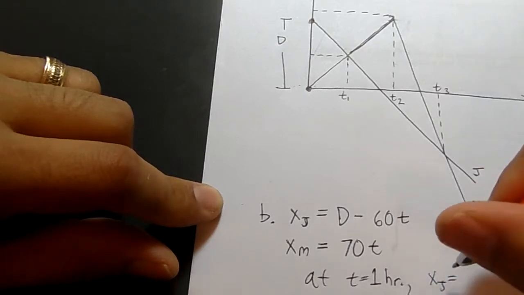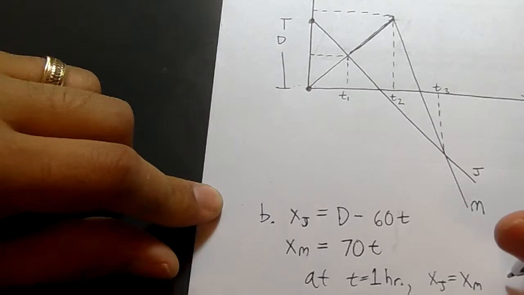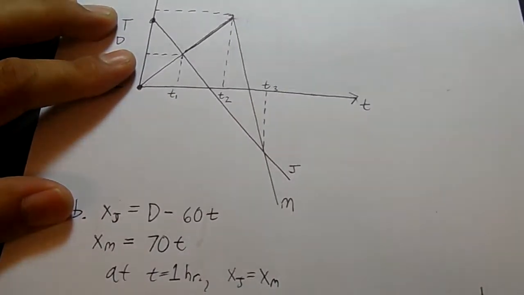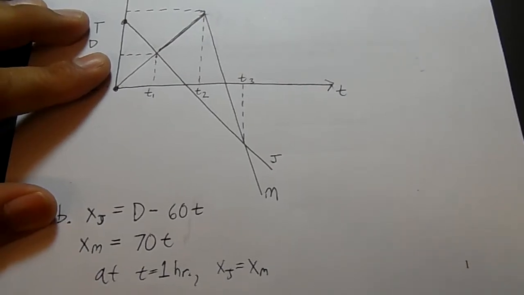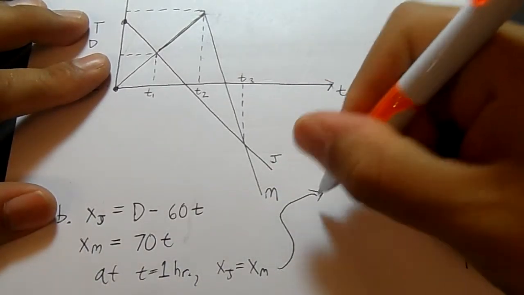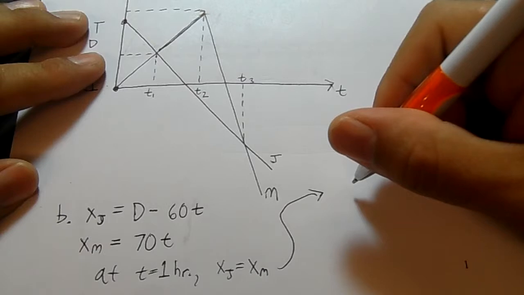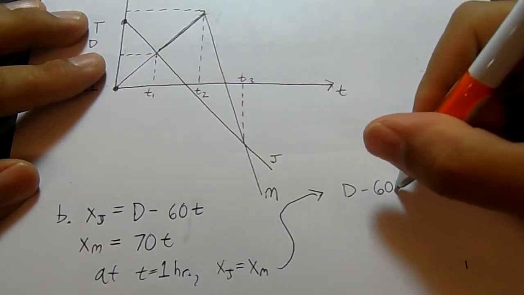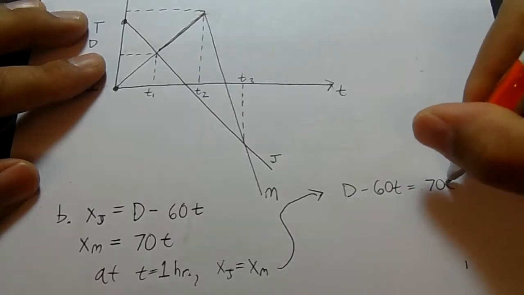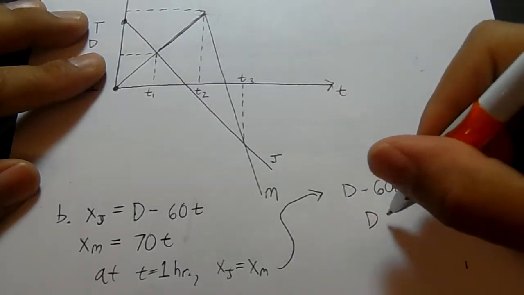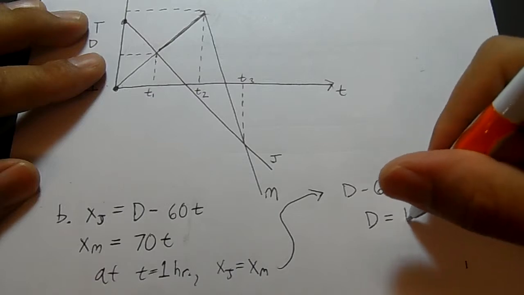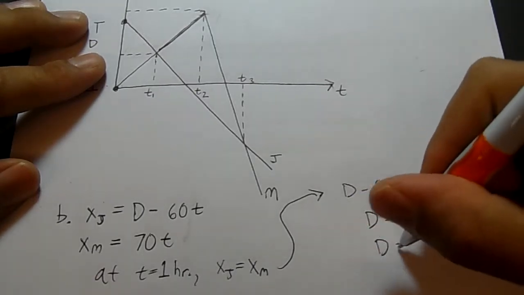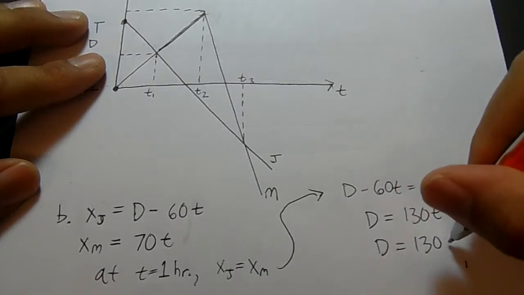position of John equals position of Meg, which tells me that D minus 60t equals 70t, which says that D equals 130t, where t is 1 hour, so D is just 130 miles.